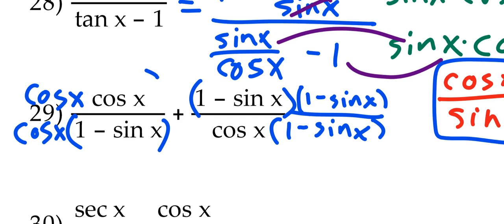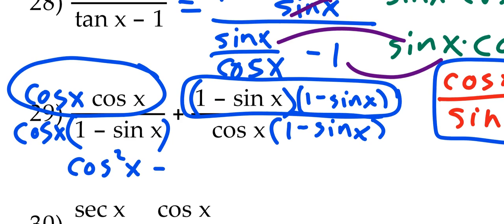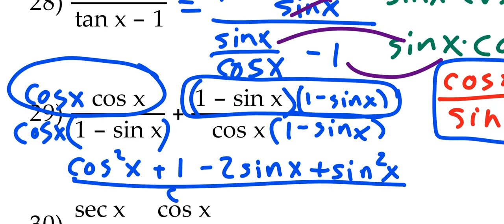So what do you have in that numerator right there? Cosine squared. And then if you FOIL the numerator on the other one, what do you get? We get a 1 minus 2 sine x plus sine squared x, don't we? All over what? Cosine x times 1 minus sine x, because then we have a common denominator.